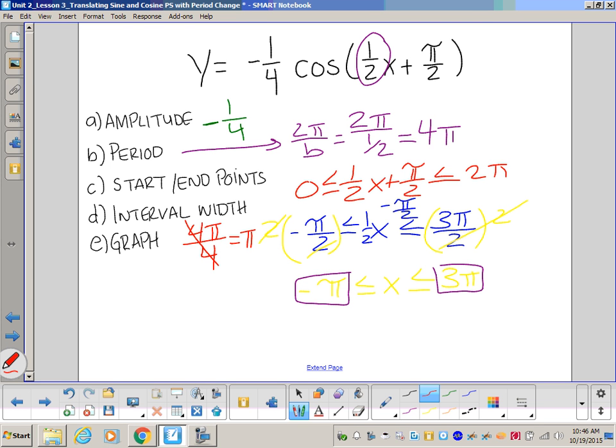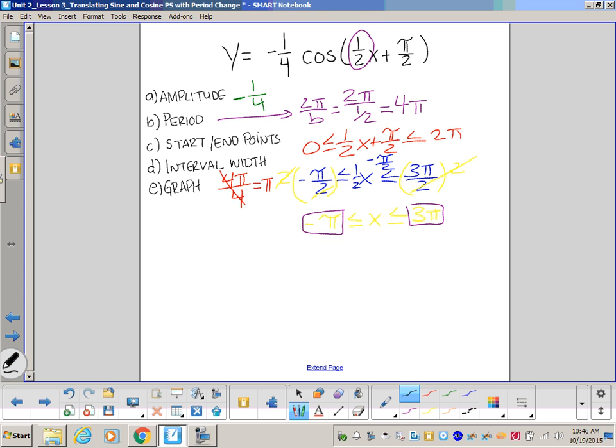I like pi. I'm good with it being pi because its denominator is 1. The denominators for negative pi and 3 pi are both 1. So it's nice and easy to be able to add pi to those things. So now I can set up my table and then graph it.